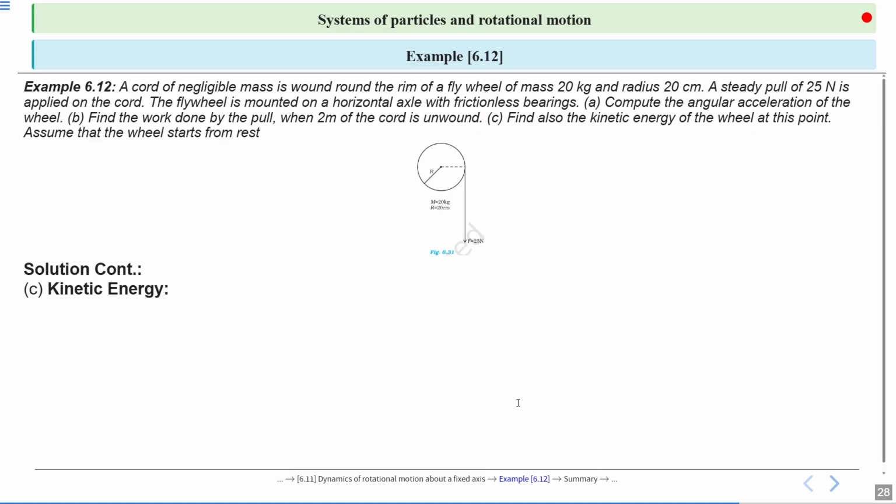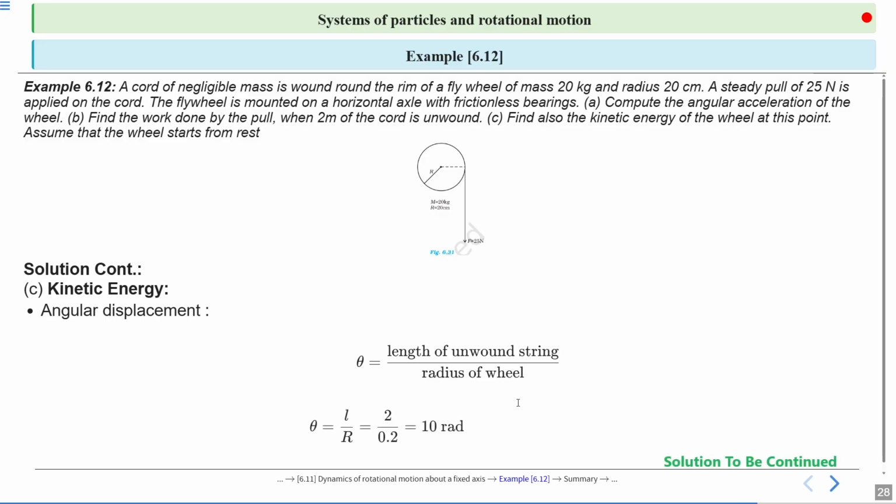Now, kinetic energy of the wheel. We know angular displacement is equal to length of unwound string divided by radius of wheel. So theta is L divided by R. The length is 2 and R is 0.2. When we solve this, we will get the value of theta, that is 10 radian. All right.